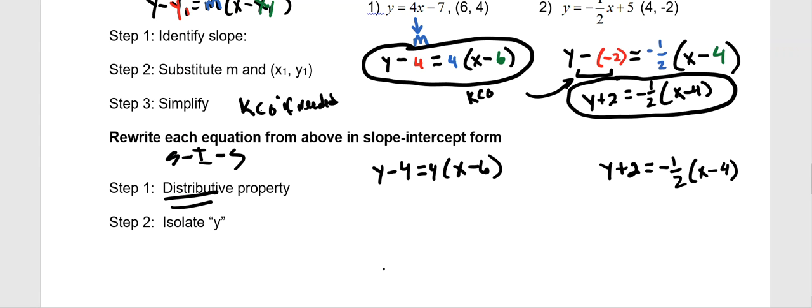So we wind up with an equation that says y equals. That's our equation, y equals mx plus b. So we're taking point slope form and we're moving into slope-intercept form. Now remember, slope-intercept form is y equals mx plus b. Okay, so let's get started.